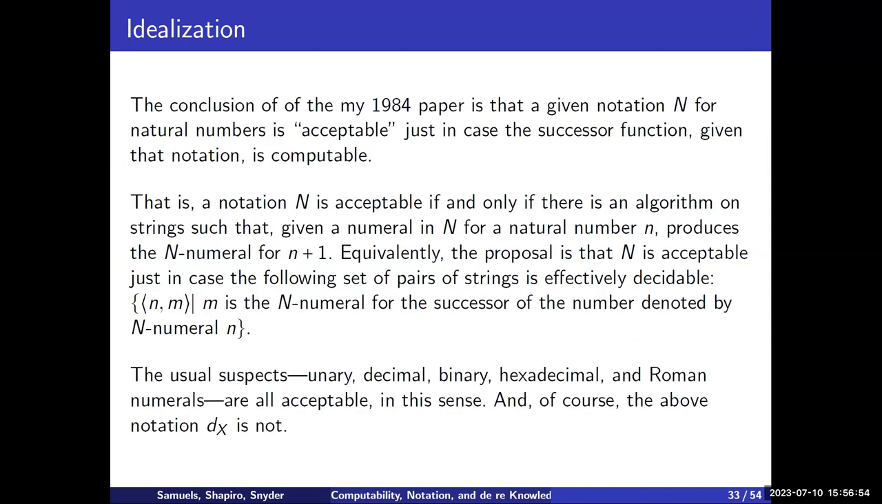The conclusion of my 1984 paper is that any given notation n for natural numbers is acceptable just in case the successor function given that notation is computable. That is, think about the given notation, and think about what the successor function on numbers would be. And if that function, that relation, is computable, then the notation is acceptable, right? Oh, that's sort of what the next paragraph says. Now, the usual suspects, unary, decimal, binary, hexadecimal, and Roman numerals are all acceptable in this sense. And of course, the above funny notation, dx, isn't.